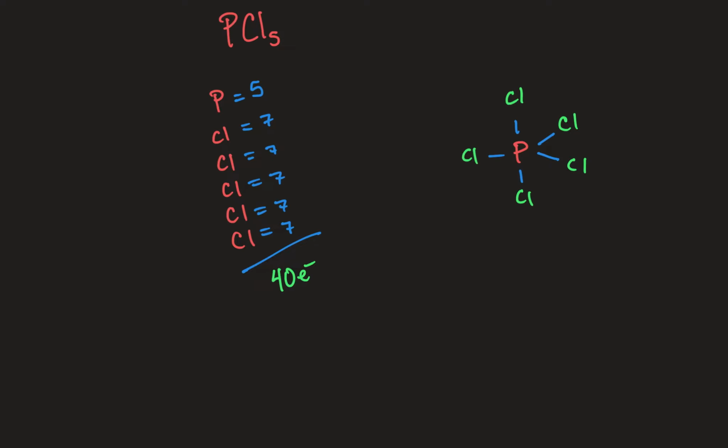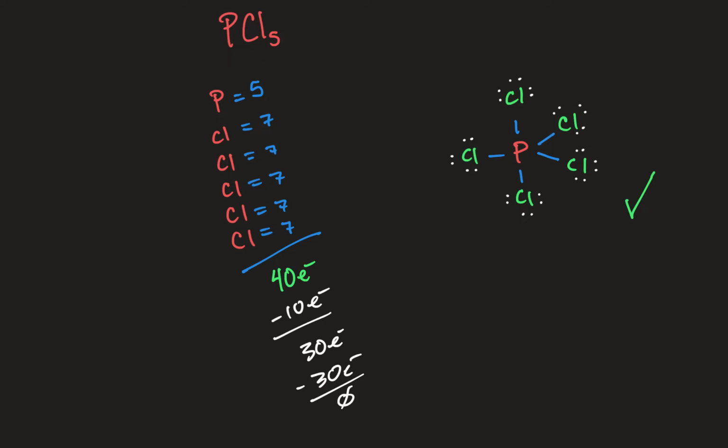Those 5 bonds all have 2 electrons each, so that is 10 electrons that it takes to make those 5 bonds. So we still have 30 electrons remaining to add to the structure. We add them as lone pairs to the outside elements. Doing so is going to use up all 30 of those electrons, leaving us with none left over. Then we check to make sure everyone has at least an octet. This chlorine has an octet, this chlorine has an octet, this chlorine has an octet, this chlorine has an octet, this chlorine has an octet, and phosphorus in the center has at least an octet. In fact, it has 10. So this is the structure, and we're done.